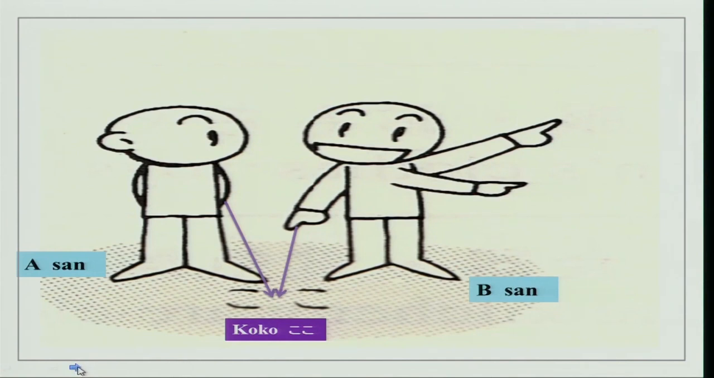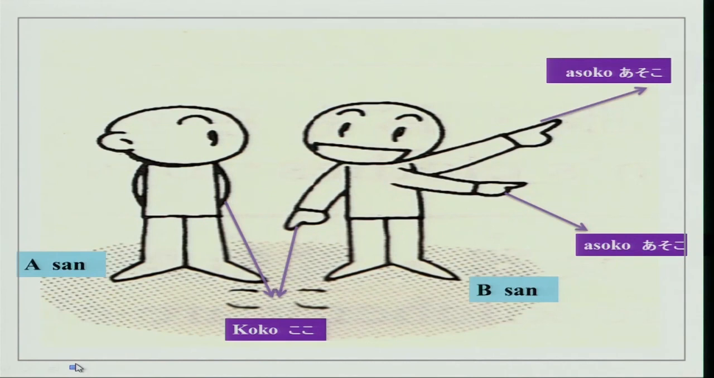And B is also pointing with his finger somewhere. So, what could that be? Asoko, because it is far away from A and B as well. So, it is far away somewhere, not here or here. Thus, it is asoko. And what is that? Well, again, he is pointing at something which is far away from both of them. So, again, it becomes asoko.